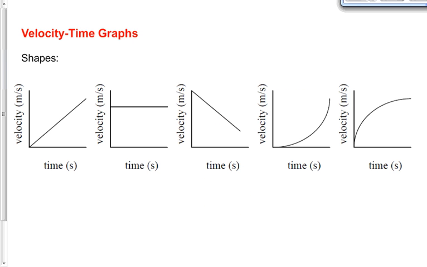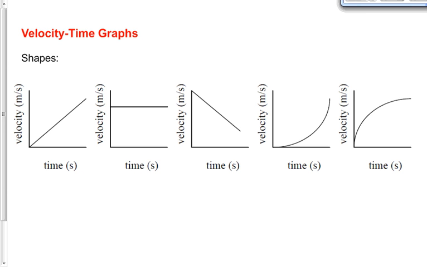This page should look somewhat familiar to you. The only difference between this page, this is one of my favorite slides that I created in all of Physics 20. And the reason it's one of my favorite slides is because I didn't have to do much for it. When I had a slide that showed position time graphs, the shapes were exactly the same. The only difference between this page and the other page is I've subbed in the word velocity everywhere you saw position. I've got 5 different shapes of velocity time graphs.